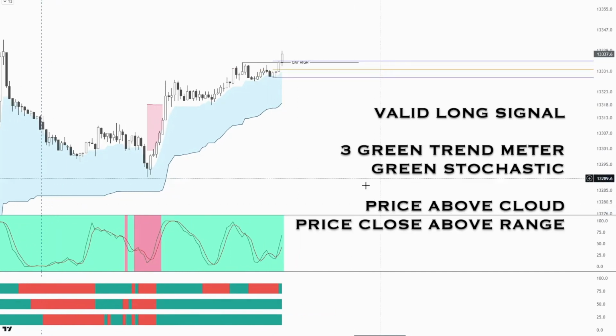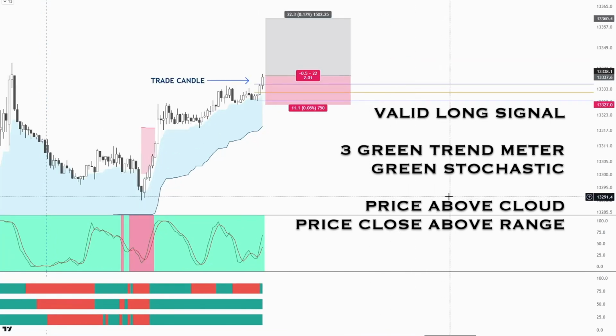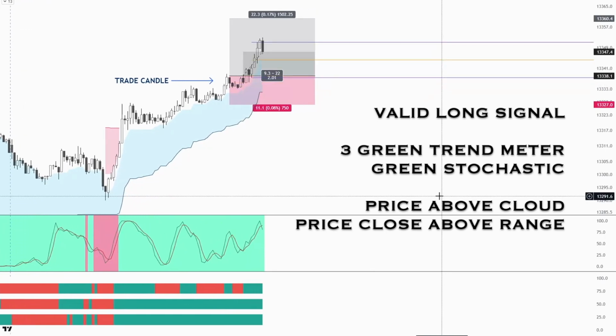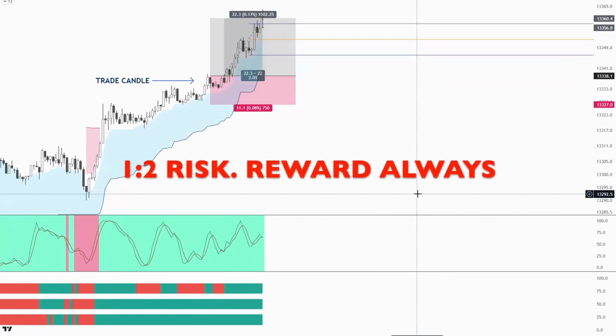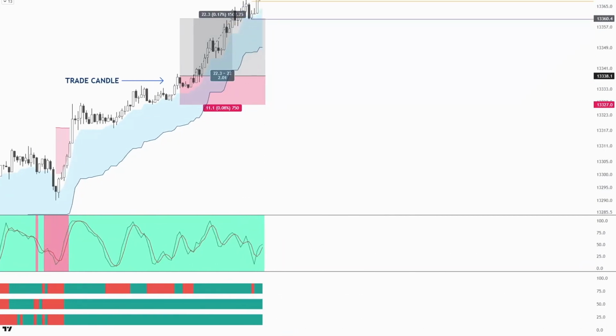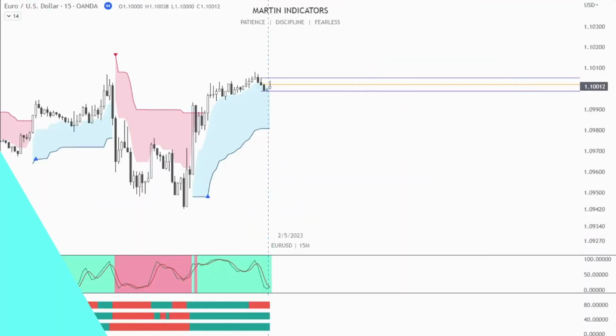Now once again we have a valid long signal, and we will take a long trade once price crosses above the signal candle high, keeping the stop loss below the previous 15 minute candle low, and targeting a 1 is to 2 risk reward ratio. The trade will precisely hit the targets as we enter the trades on valid conditions of the Martin strategy. Okay, let's see how this strategy works on Forex, and how we validate the setups.